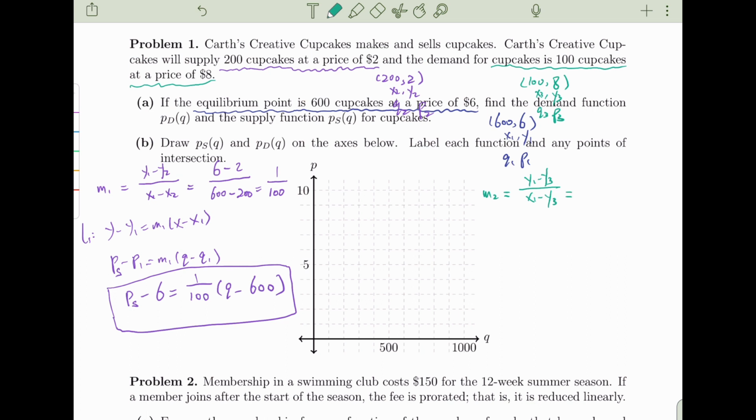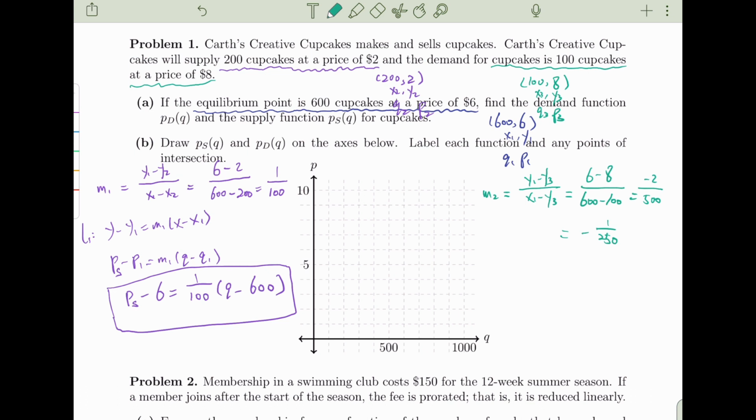So I have 6 minus 8 divided by 600 minus 100, right? That is equal to negative 2 over 500, which is equal to negative 1 over 250. That's going to be the slope of the green line, our demand line.